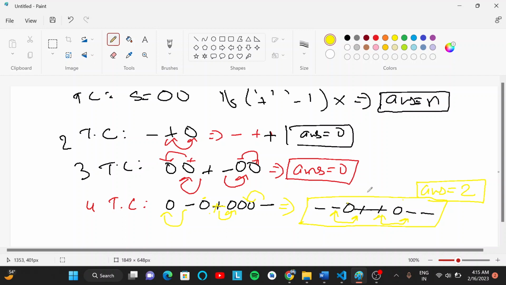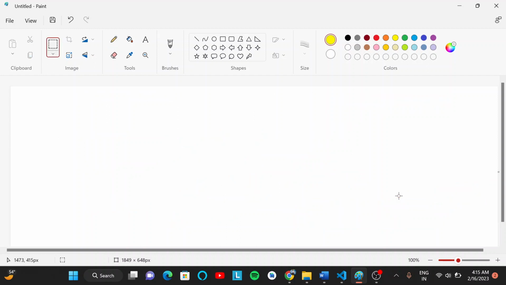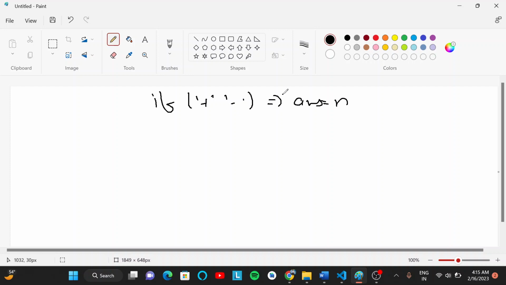So we have discussed all the possible test cases, and this question is purely based on one's observation. So we will try to gather everything that we have observed till now. I will list down all the observations. The first observation is, if there is no plus or minus, the answer will be directly equal to n, that is the size of the string.